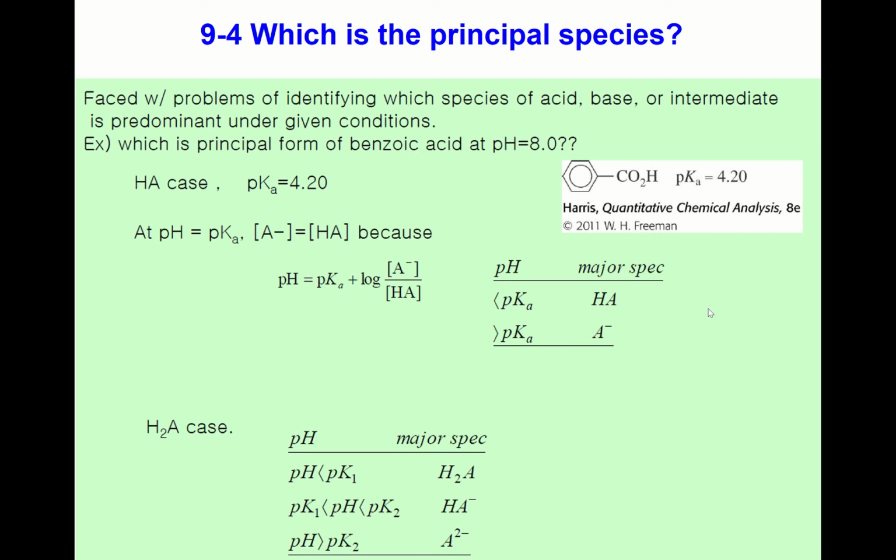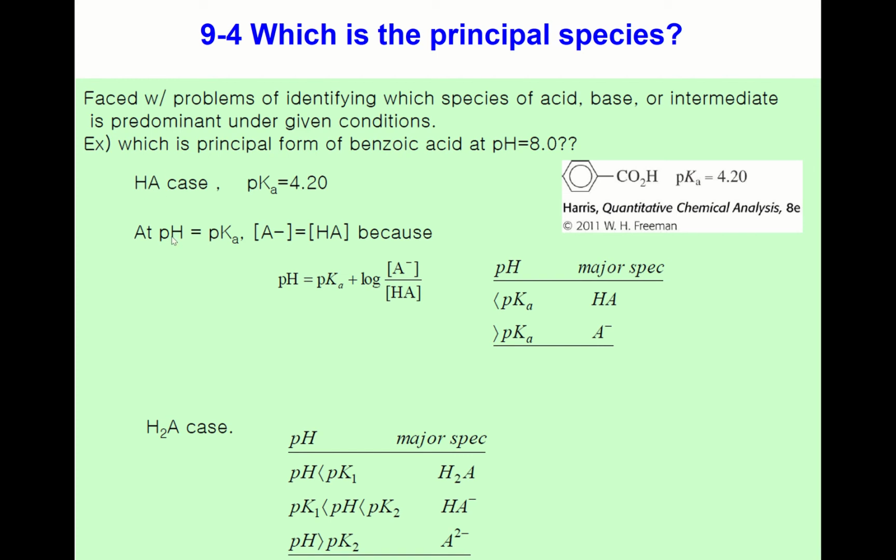Now let's consider the principal species. Okay, principal species is what? It is a major species in a given condition. For example, the dissociation of this weak acid. It dissociates to a proton and A minus.